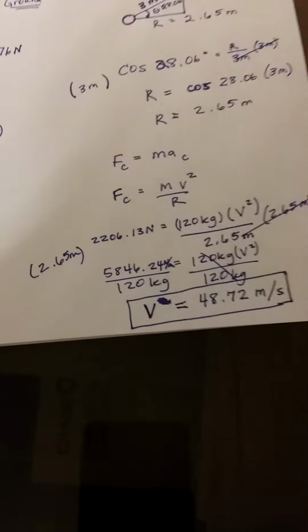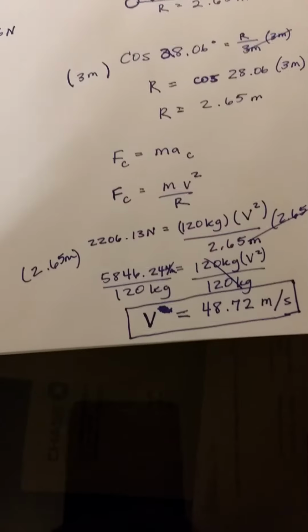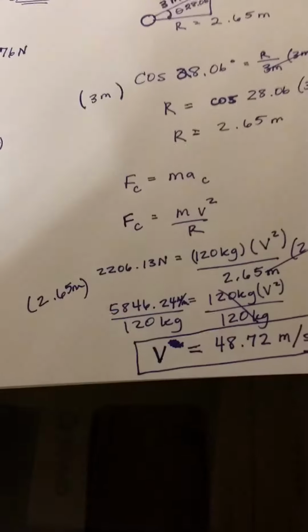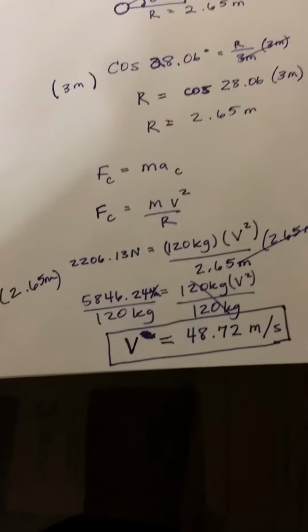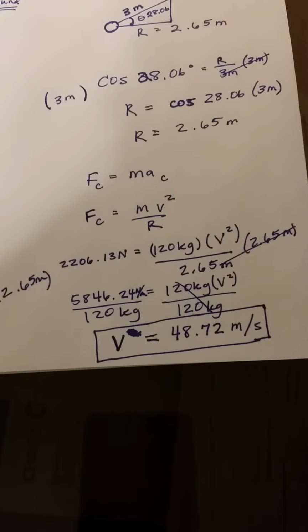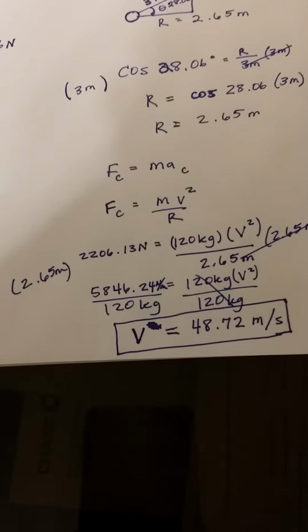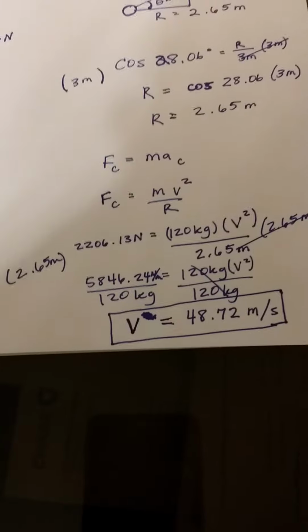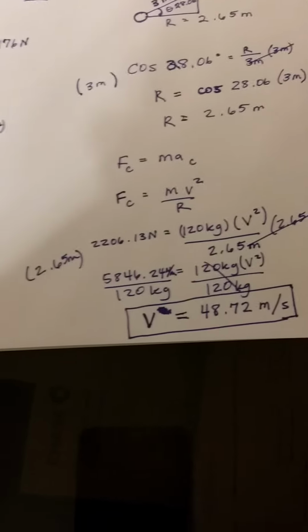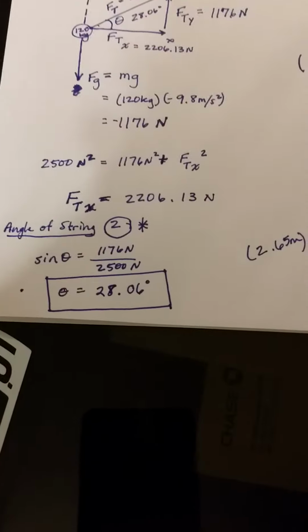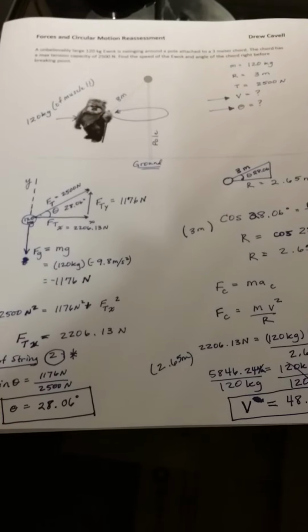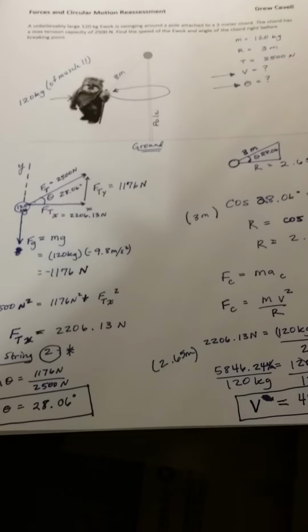So we're going to use F equals ma, F_c for centripetal equals mv squared over r. V squared over r, of course, is the acceleration in a circle. So we get 2,206.13 newtons equals 120 kilograms times v squared over 2.65 meters. Our velocity comes out to roughly 48.72 meters per second, which is the fastest it can go at 28.06 degrees before the cord will break from the force of the Ewok.